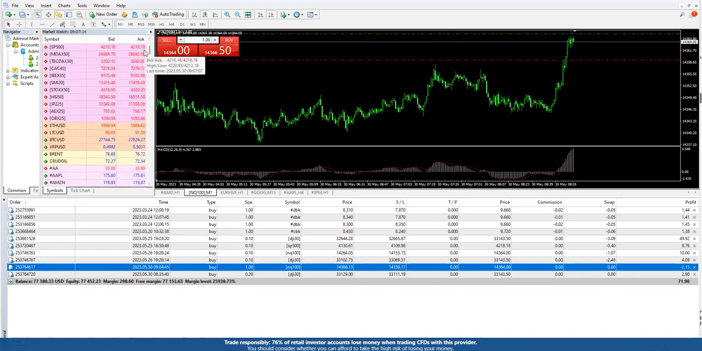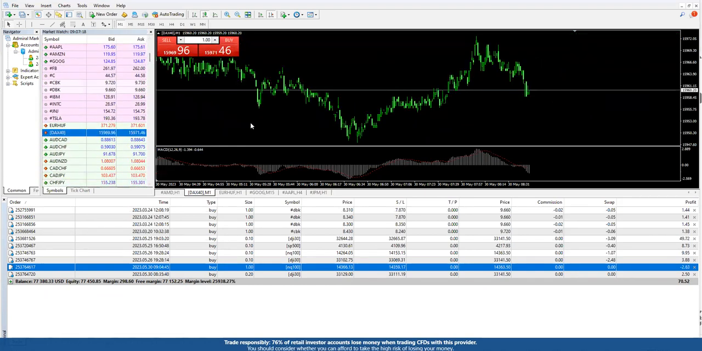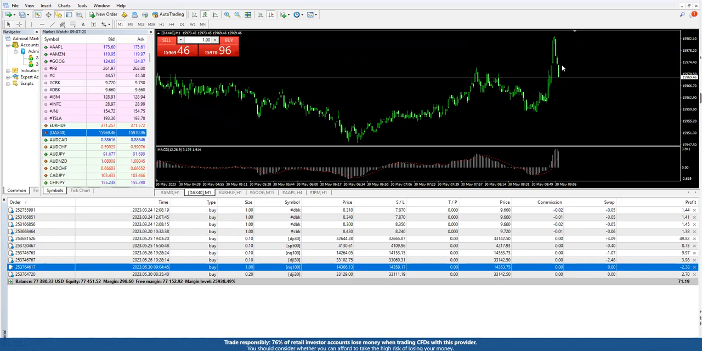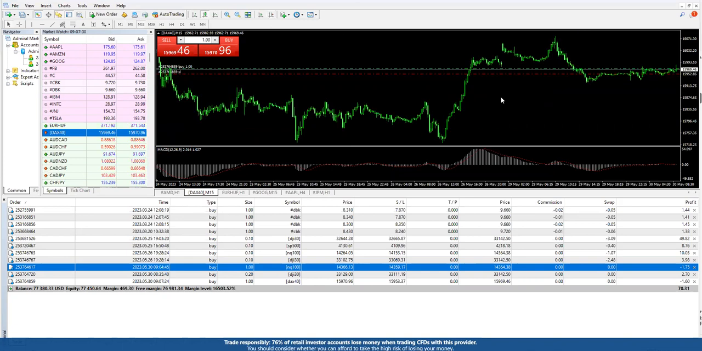Don't know where my DAX is. Disappeared. Yes, this here. So there was a breakout and this is a pullback. I tried to buy DAX and set the stop loss around this area, and we will check the M15 chart.